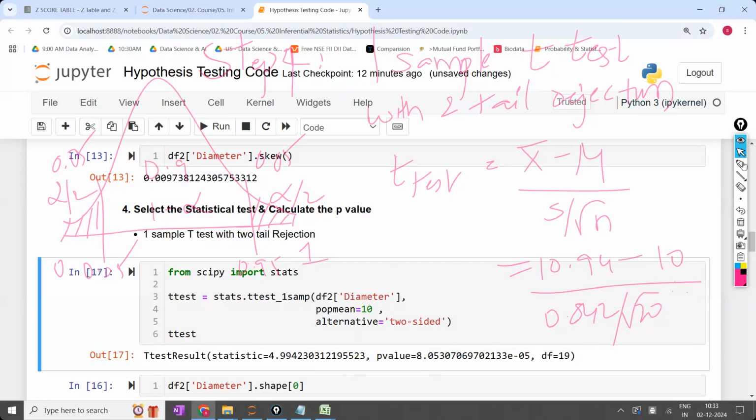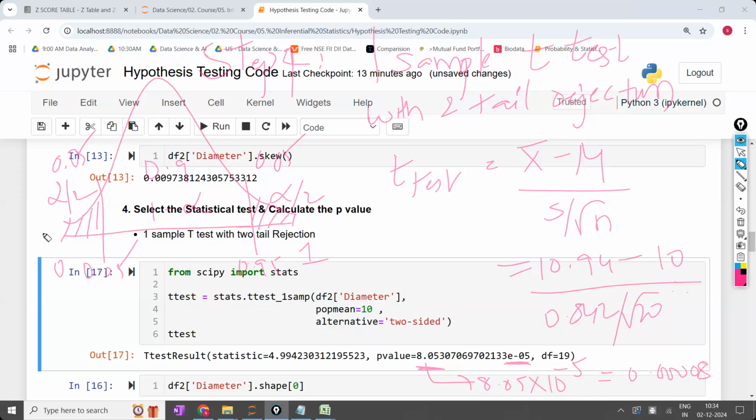Guys, everyone is saying, sir, p value 8.05, how can the p value be greater than 1? No, it can never be greater than 1. Here 8.05 into e power is there, na? That means 10 to the power of minus 5. E power minus means 10 to the power of minus. Which is nothing but 0.00008, one more zero also is there.